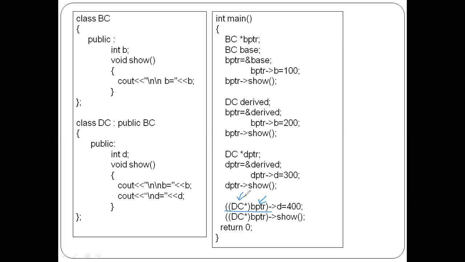Yes, DC star means what, guys? We are going to create one more pointer variable for the derived class, and the b pointer variable we are using is converted for the derived class. So with respect to this line, what is the expected output? Here we are again going to initialize the d variable to 400, and at last, with the help of this DC star and b pointer, you are going to call the show method.